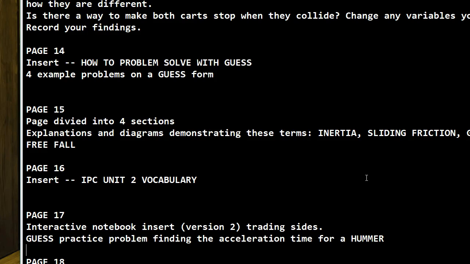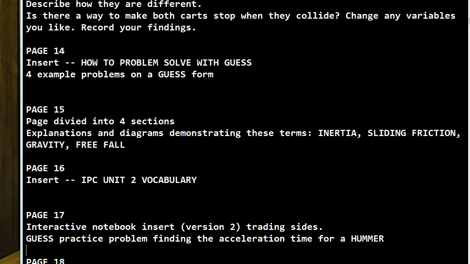Okay, on page 15, let me make a small adjustment here. We want that to be about right there. On page 15, we should have 4 quadrants. Draw a line from the top to the bottom and through the middle, left to right. You should explain these terms and include diagrams demonstrating them. The 4 terms we should see on this page are inertia, sliding friction, gravity, and free fall.